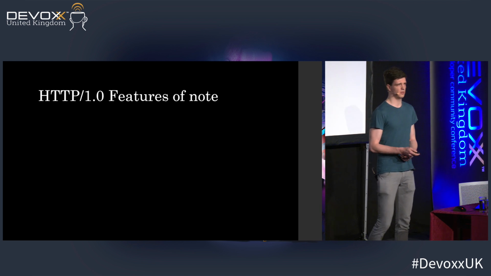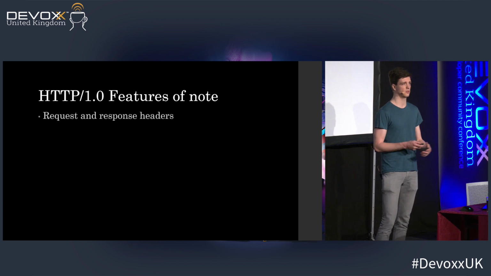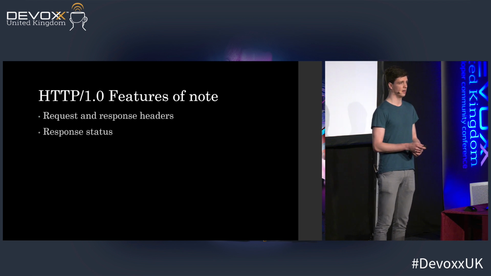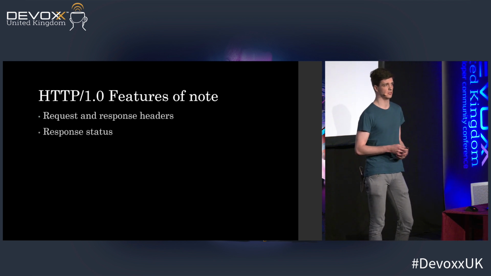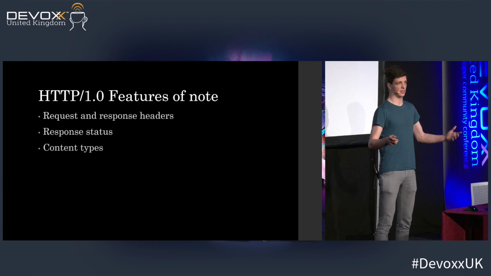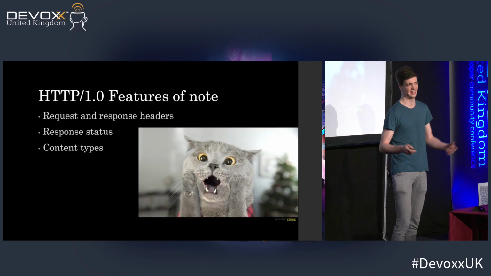Then some features of note in the HTTP 1.0 protocol. You had request and response headers for the first time, so you could pass some metadata with your request, which is nice. You got a status, whether it failed or whether it succeeded, or maybe even why. You had some content types, which is actually the birth of the internet, because now we could send pictures. Very nice.